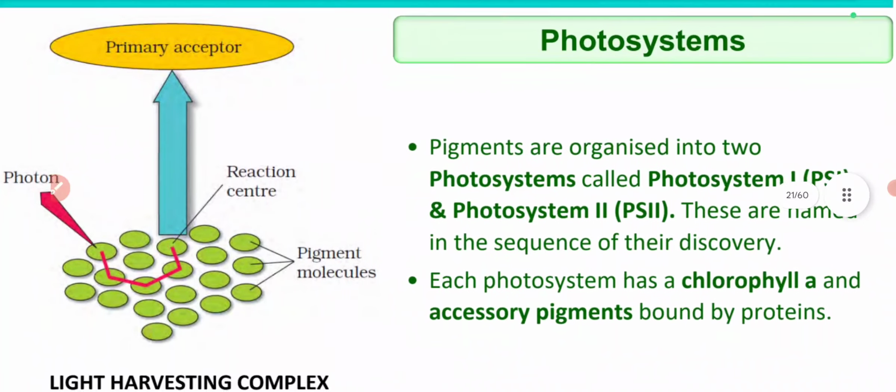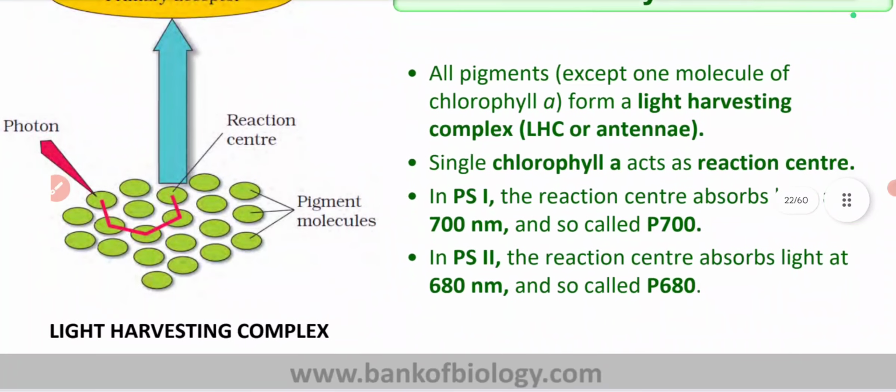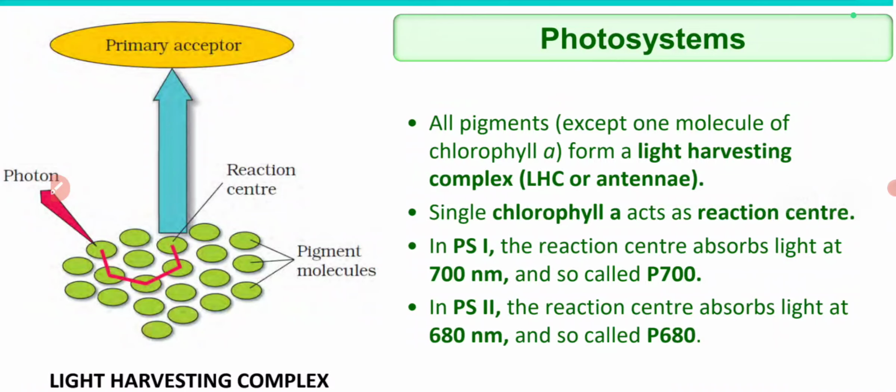Now, photosystems. Pigments are organized into two photosystems called photosystem 1 or PS1 and photosystem 2 or PS2. They are named in the sequence of their discovery. Each photosystem has chlorophyll a and accessory pigments bound by proteins. All pigments except one molecule of chlorophyll a form a light harvesting complex, LHC.